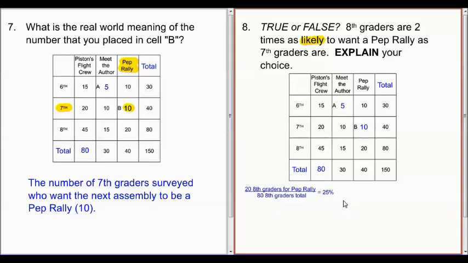So here's where I started out. There's 20 8th graders that wanted the pep rally out of 80 8th graders total. That's 25% of the 8th graders who want a pep rally. There's 10 7th graders who want the pep rally out of 40 7th graders total. That's 25% chance that a 7th grader wants the pep rally. So this is false. They're not 2 times as likely. They are equally likely. 25% equals 25%.